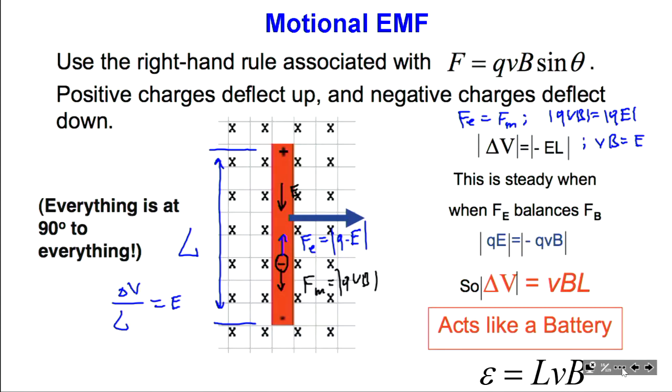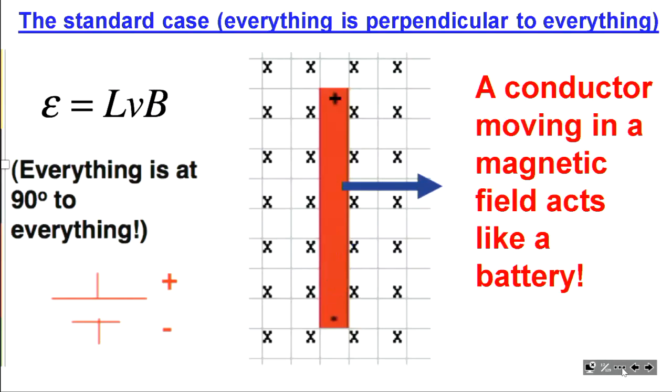This EMF has a special name, motional, because it's induced due to the motion of a conductor through magnetic field. That's it. So if you hear or read motional EMF, as I have been saying for 16 years, don't become emotional. It's just an equation. Now, of course, we have to connect it to something and see what's going to happen.